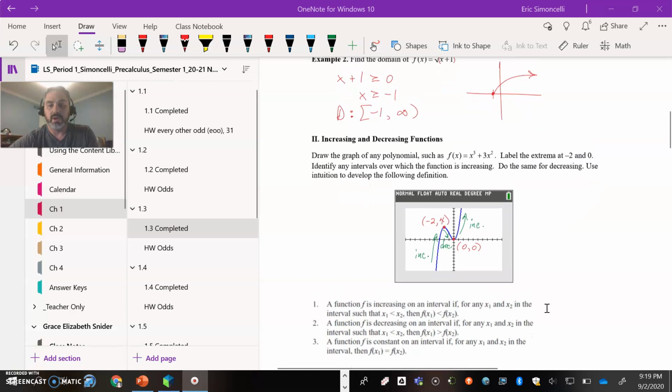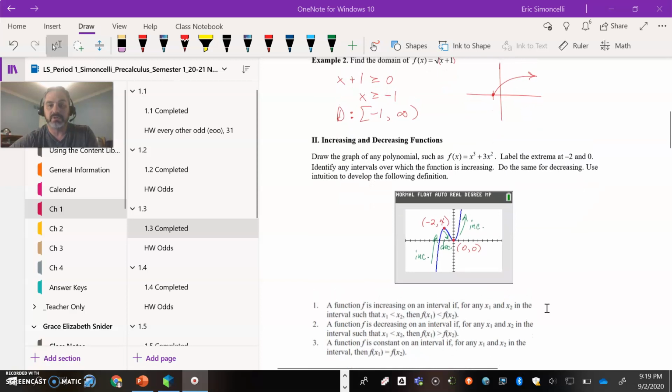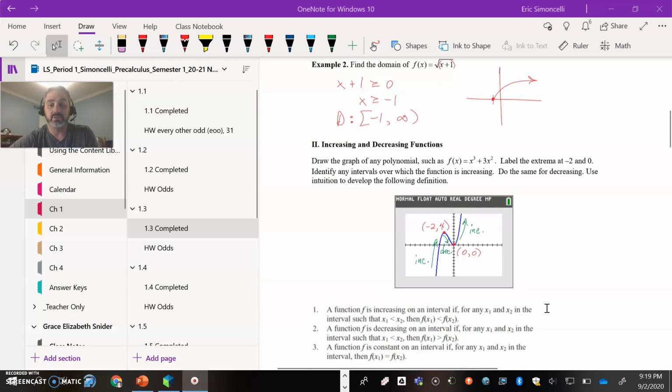We're going to go ahead and use notation for increasing, decreasing, and also constant intervals, but that's just a nice generic way to depict this graphically. A function f is increasing on any interval if, for any x sub 1 and x sub 2 in the interval such that x sub 1 is less than x sub 2, then f of x sub 1 is less than f of x sub 2.